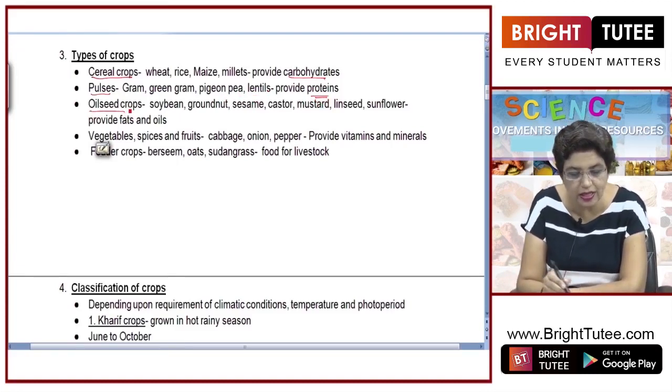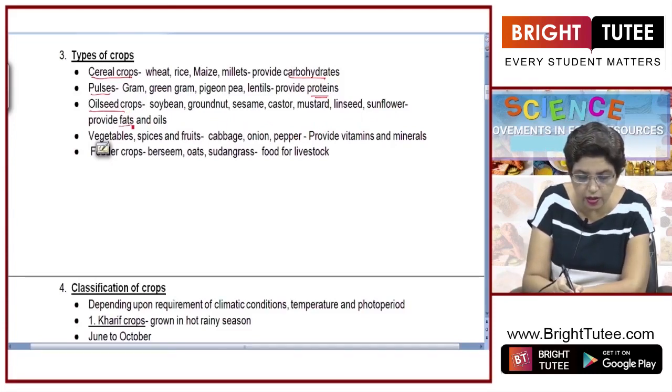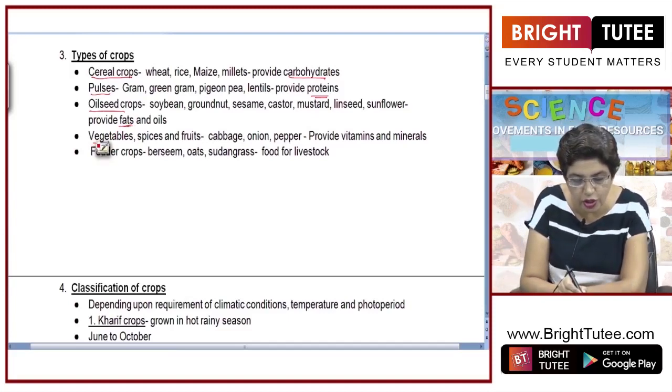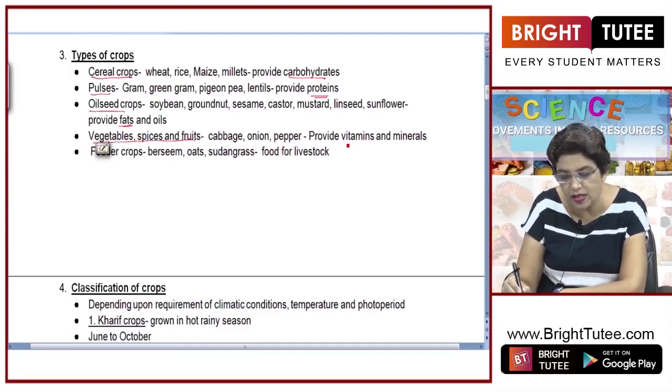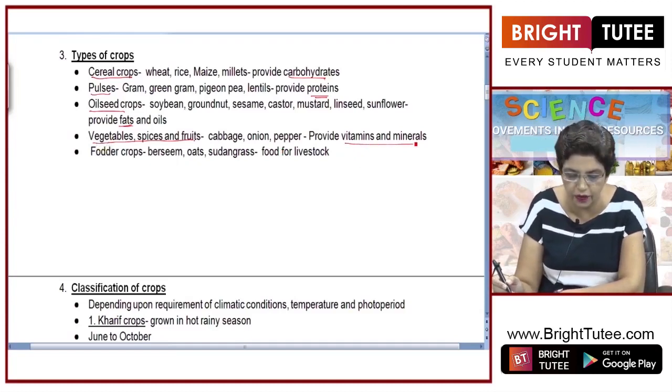Next is the oil seed crops like soybean, groundnut, sesame, castor, mustard, linseed and sunflower. All these seeds provide us oil and we get healthy fats from these sources. Next, there are vegetables, spices and fruits like cabbage, onion, pepper and so many more. These provide us with a range of vitamins and minerals which are important to stay healthy and disease free.